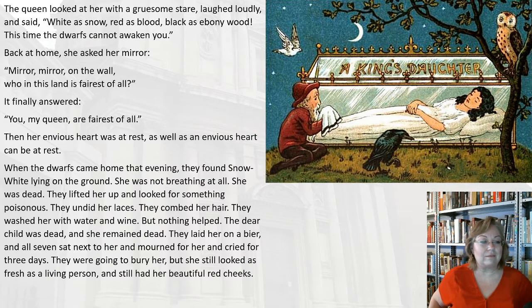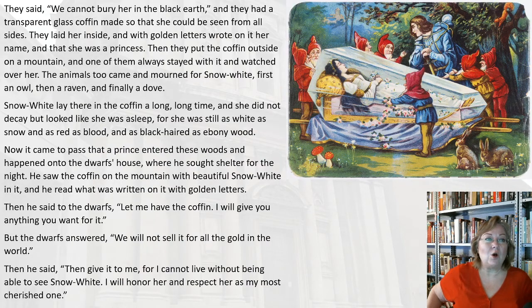Wink, wink. They were going to bury her, but she still looked as fresh as a living person and still had her beautiful red cheeks. They said, "We cannot bury her in the black earth," and they had a transparent glass coffin made so she could be seen from all sides. They laid her inside and with golden letters wrote on it her name and that she was a princess. Then they put the coffin outside on a mountain, and one of them always stayed with it and watched over her. The animals, too, came and mourned for Snow White, first an owl, then a raven, and finally a dove.